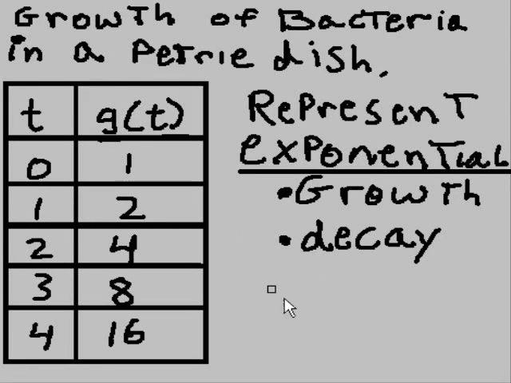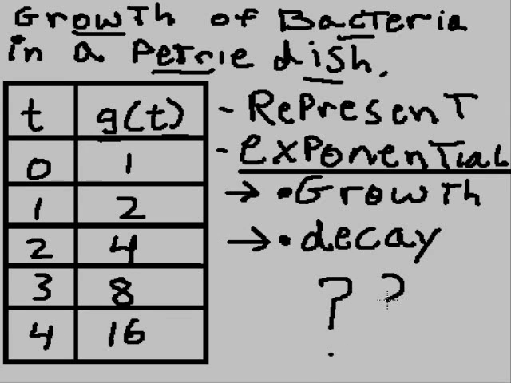So here's problem number 7. We're looking at the growth of bacteria in a petri dish. Do these numbers represent exponential growth or decay? What do they represent?